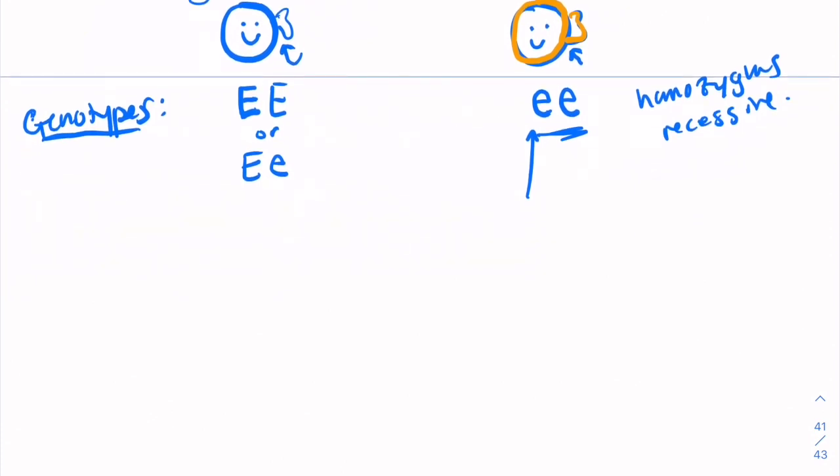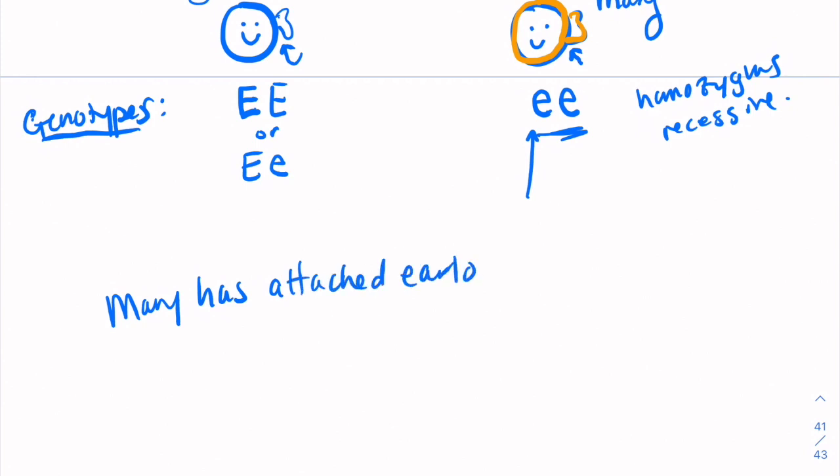Here we go. So here's an interesting proposition. Here's an interesting puzzle. Okay, if this is me, this is Mary, right there. Mary has attached earlobes.